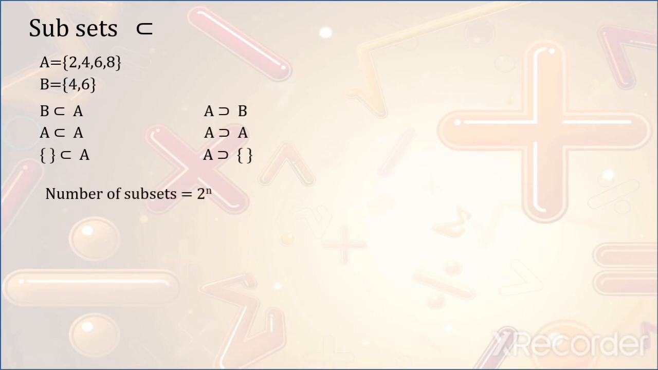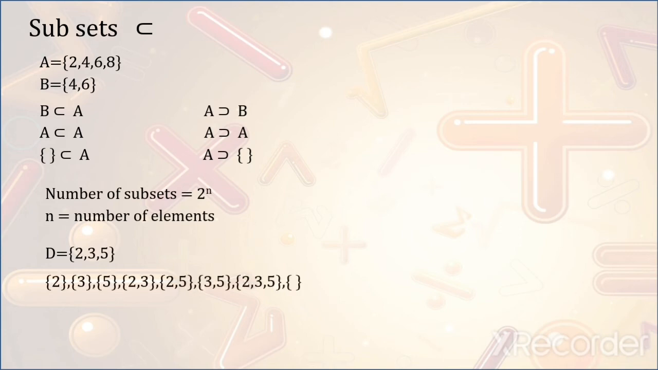Then the number of subsets, you can easily find using the equation 2 to the power n, where n means the number of elements. Here I have taken an example: D equals {2, 3, 5}. So we can write the subsets: {2}, {3}, {5}, {2, 3}, {2, 5}, {3, 5}, {2, 3, 5}, and the null set. If you count these, there are 8 subsets.